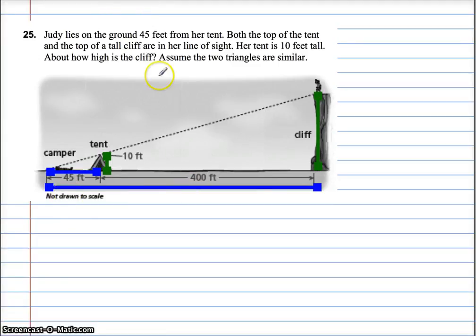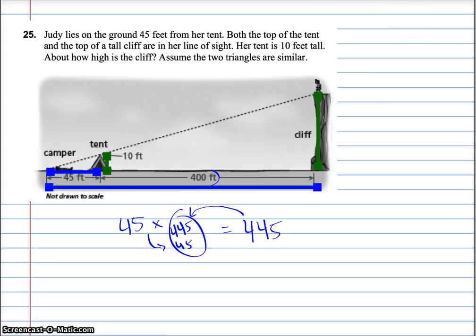So let's compare the small triangle, 45 section, this 45, and we need to multiply by something, the small triangle, to get to the big triangle, which is 445 feet. I need to multiply by something to get to 445. Now that something is 445 over 45. So not as tricky as it looks, because the numbers that you're looking for are already given to you.